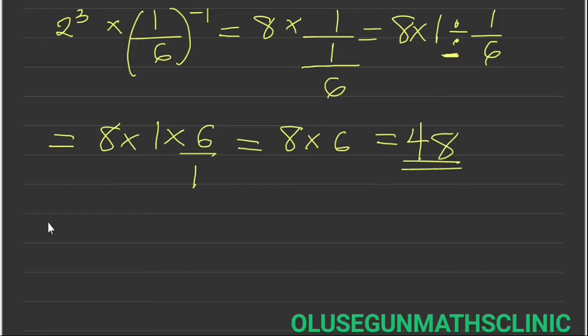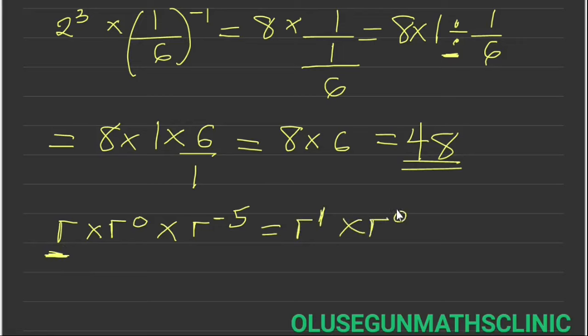Let's have another example, like r times r raised to power 0 times r raised to power minus 5. I will rewrite this for you. You have to note something here. The r that is here is r raised to power 1. So r raised to power 1 times r raised to power 0 times r raised to power minus 5.